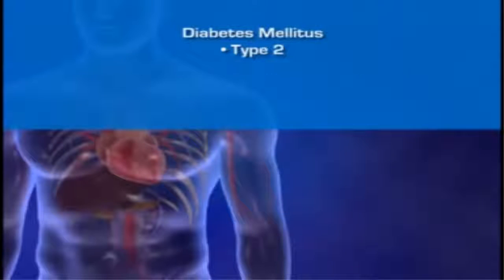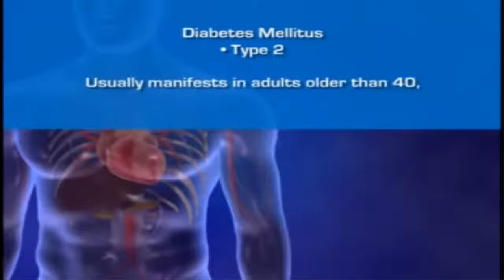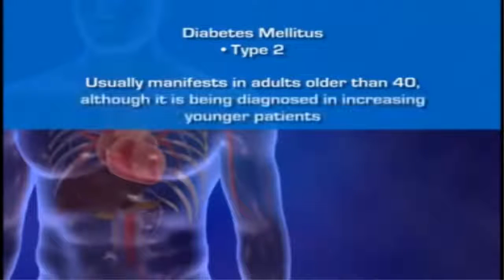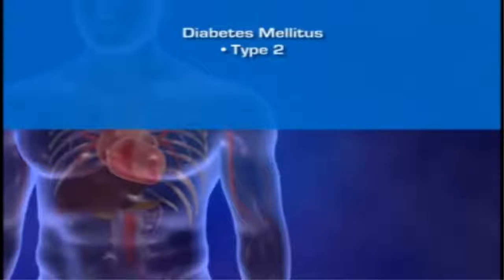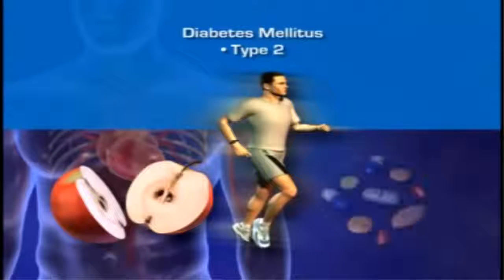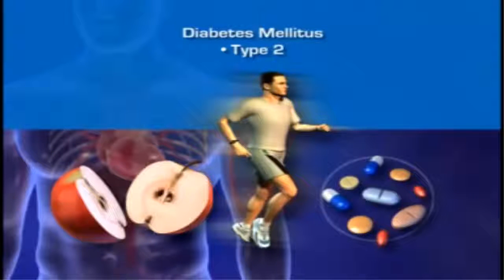Type 2 diabetes usually manifests in adults older than 40, although it is being diagnosed in increasingly younger patients. Type 2 diabetes mellitus can often be controlled by diet, exercise, and oral hypoglycemic agents. People with type 2 diabetes mellitus may or may not require insulin injections.